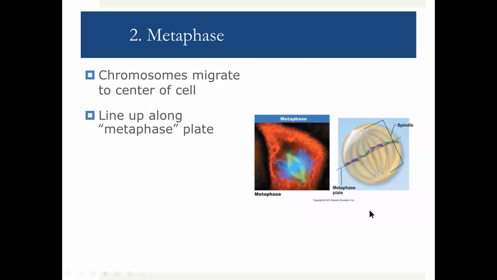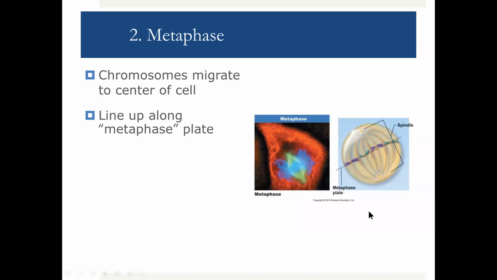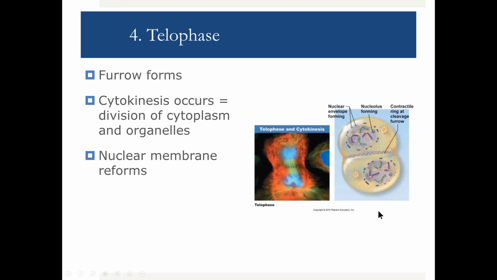So in prophase, we start to see them. The nuclear membrane's broken down. Spindles will start being formed. Centrioles are migrated to the poles. In metaphase, they line up along a line here. In anaphase, they start being pulled apart. And then in telophase, a furrow forms, okay? Because now we've divided the nuclear material, so now we're going to divide the cell.